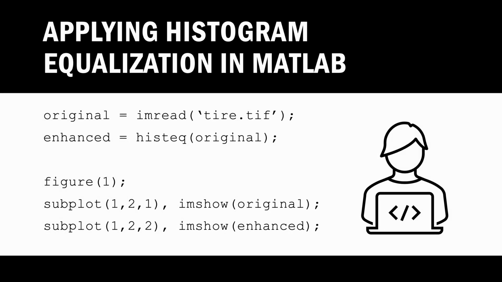In MATLAB, histogram equalization can be done easily using the function histeq, which stands for histogram equalization. This function automatically redistributes pixel intensities to improve the contrast in an image. Let's walk through this example. First, the command imread reads in the file tire.tif and stores it as the variable original. Next, we apply histeq to original, and the result is saved as enhanced.